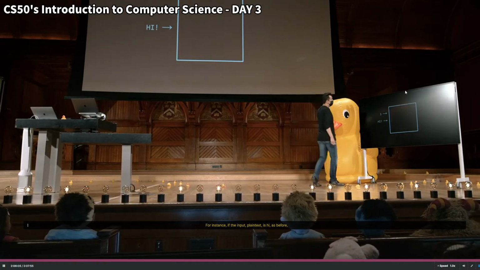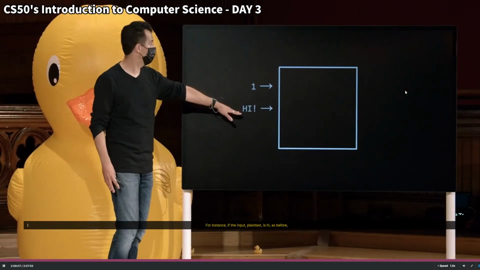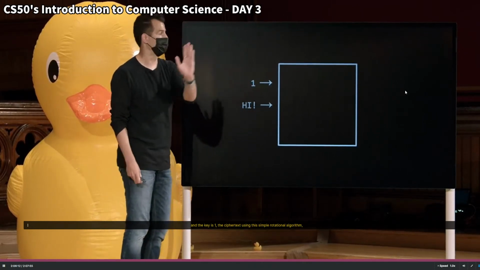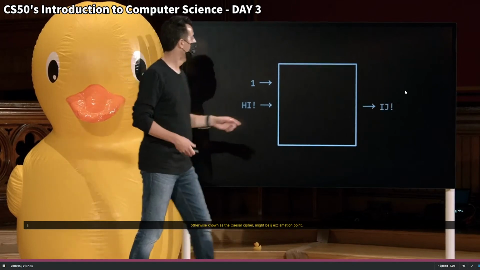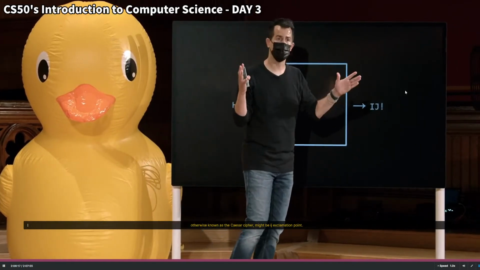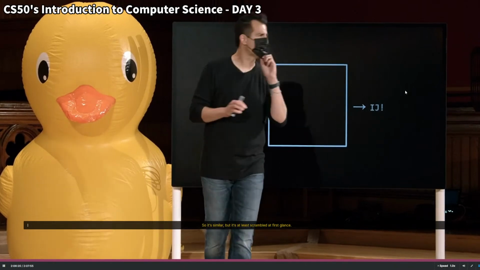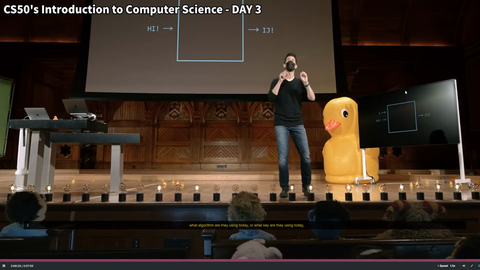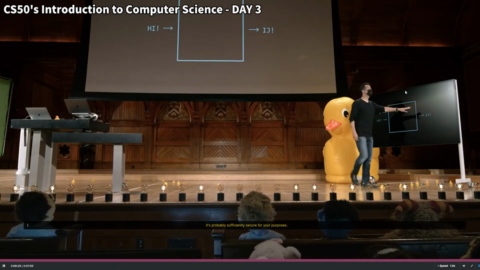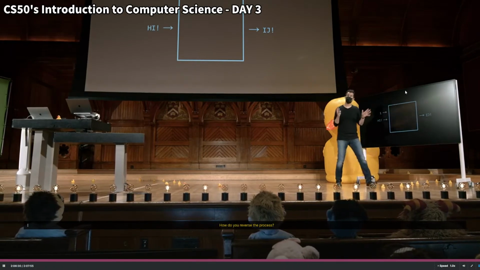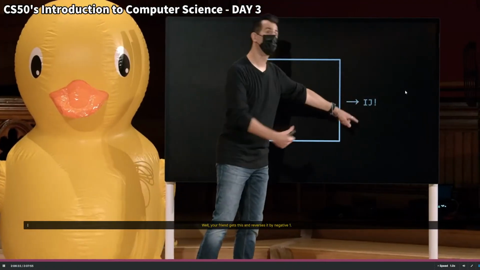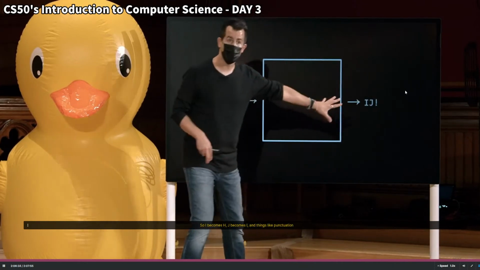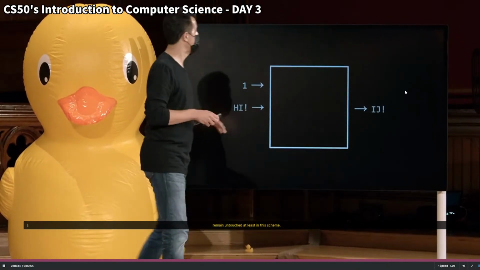So for instance, if the input, plain text, is HI!, as before, and the key is 1, the ciphertext using this simple rotational algorithm, otherwise known as a Caesar cipher, might be IJ exclamation point. So it's similar, but it's at least scrambled at first glance. And unless the teacher really cares to figure out what algorithm they are using today or what key they are using today, it's probably sufficiently secure for your purposes. How do you reverse the process? Well, your friend gets this and reverses it by -1. So I becomes H, J becomes I, and things like punctuation remain untouched, at least in this scheme.